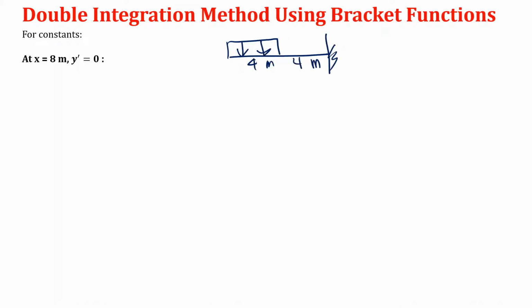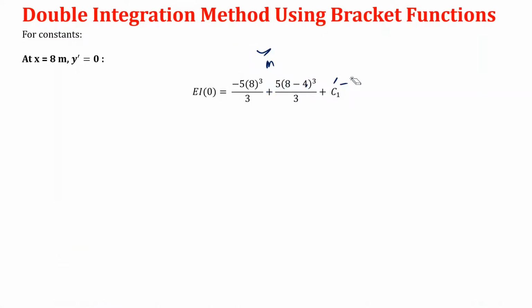So, consider left man ta, guys. So, when x is 8, there is also no slope. Y prime is 0. So, when x is 8, y prime is 0. So, substitute lang. So, C1 therefore is 240 over 3.